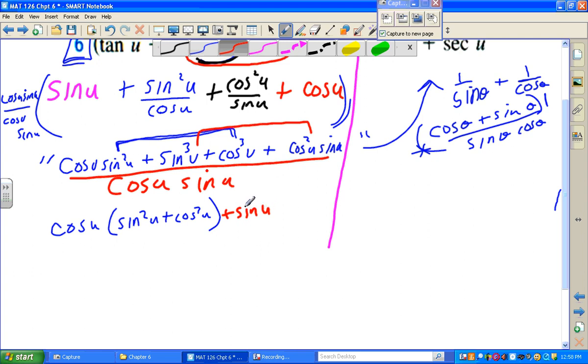I don't get what the first step is. What is that? This one? Yeah. I took a cosine out of the first and third terms. Oh. I'm taking a sine out of the first and fourth terms.